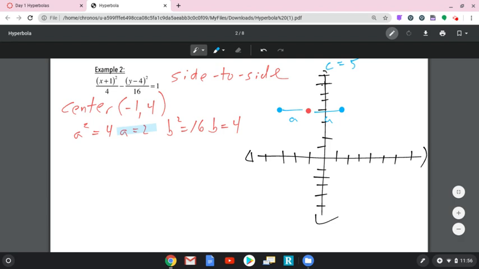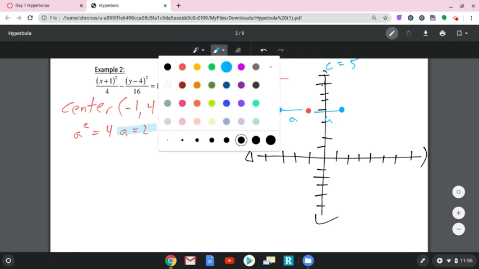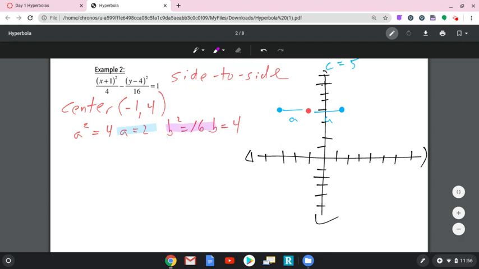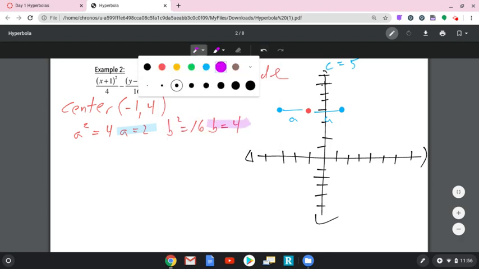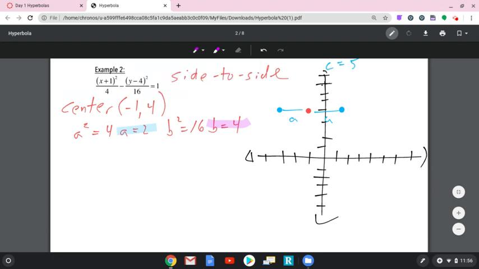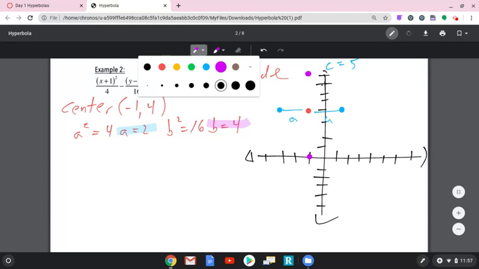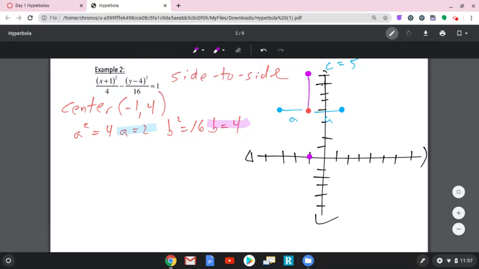Perfect. So now if I count B, let's do B in a different color. I'll do purple. Now if I count B up, B is 4. So I'm counting 4 up from my center: 1, 2, 3, 4. 1, 2, 3, 4. All right, so I counted B from my center. So that means the distance between here is B.